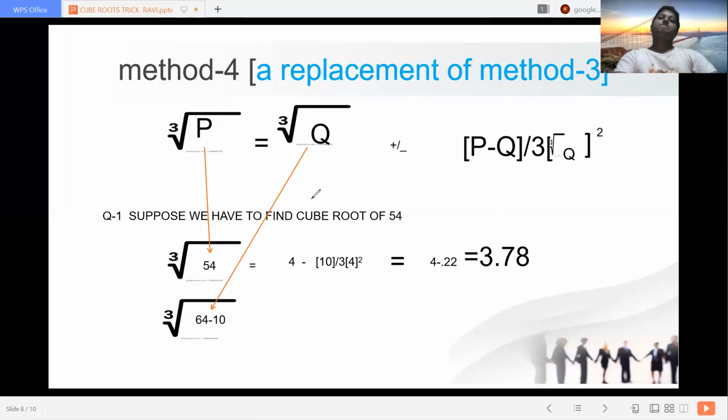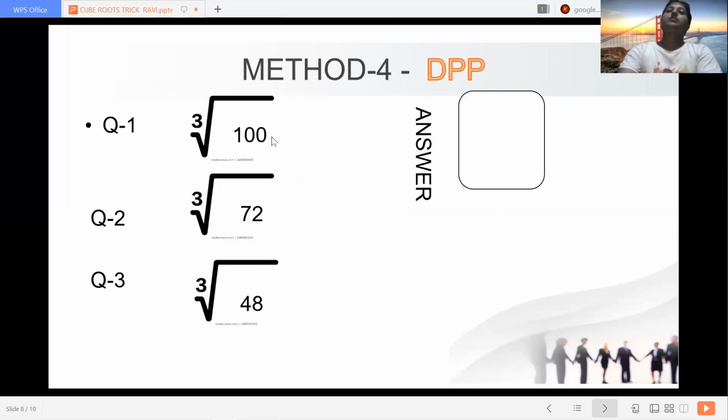We can use this trick for any number. Let's take a DPP to calculate the cube root of any number. Suppose we have to find the cube root of 100.